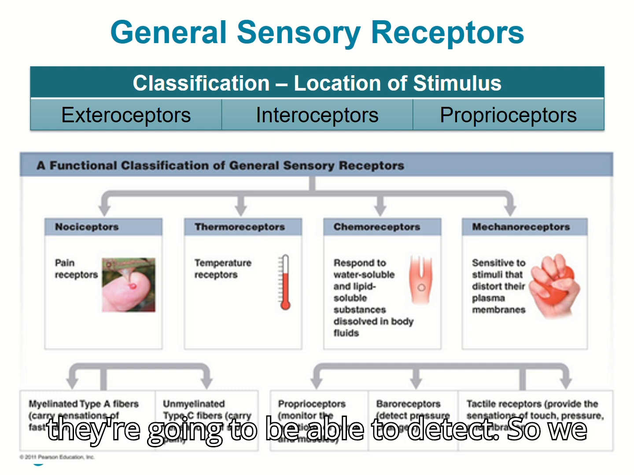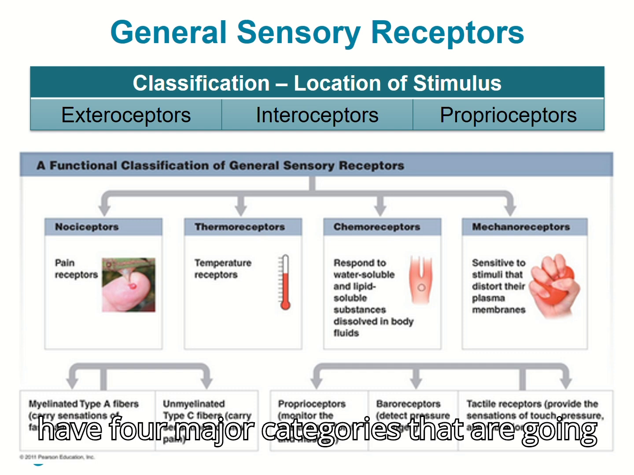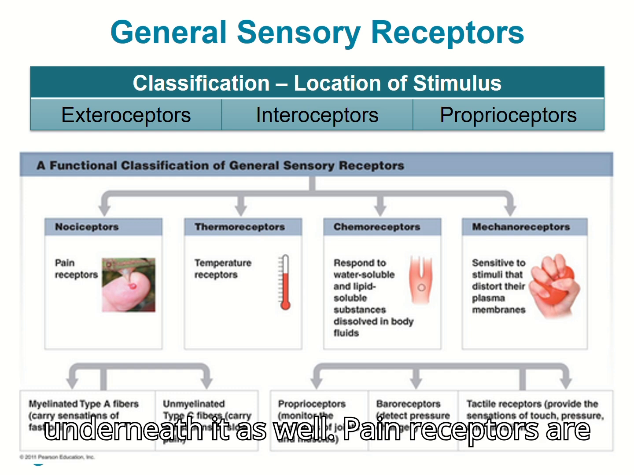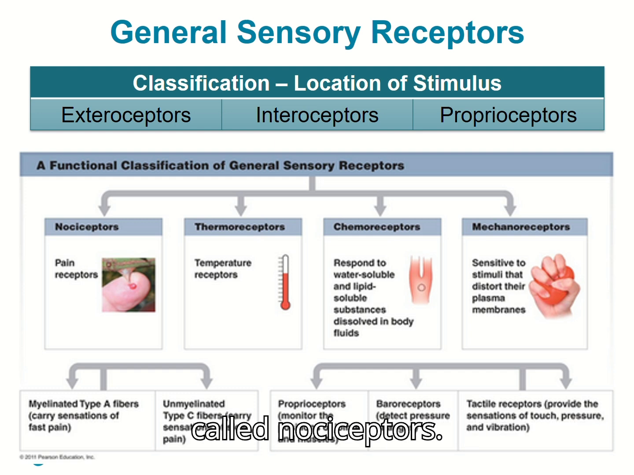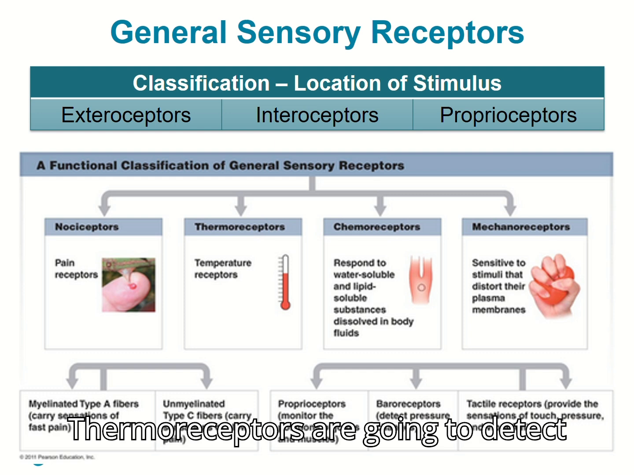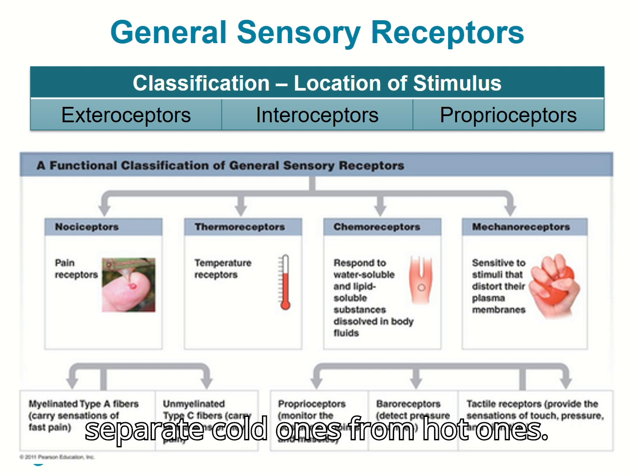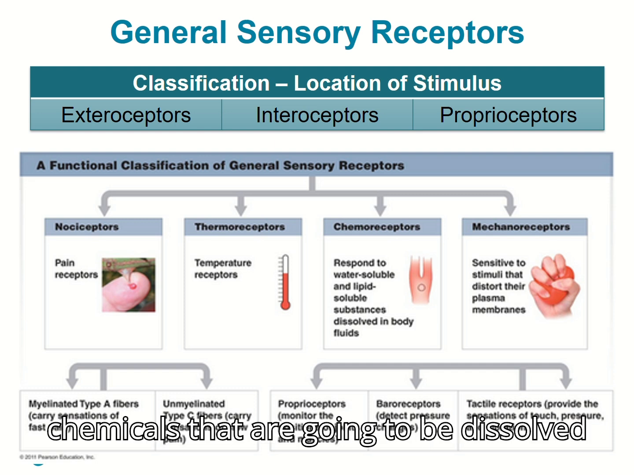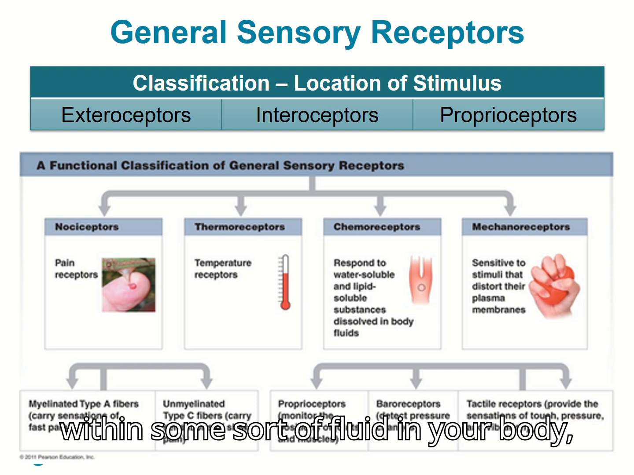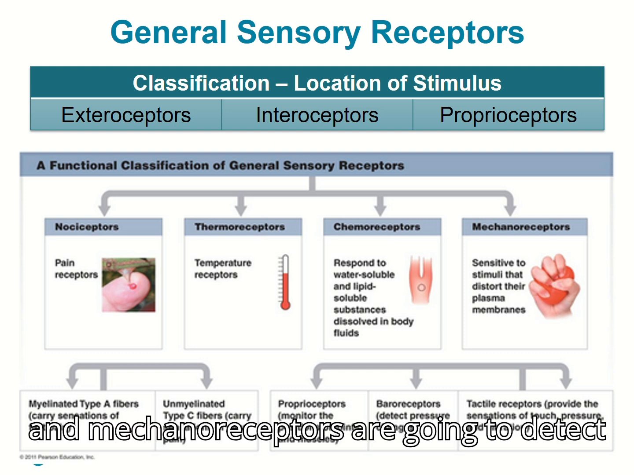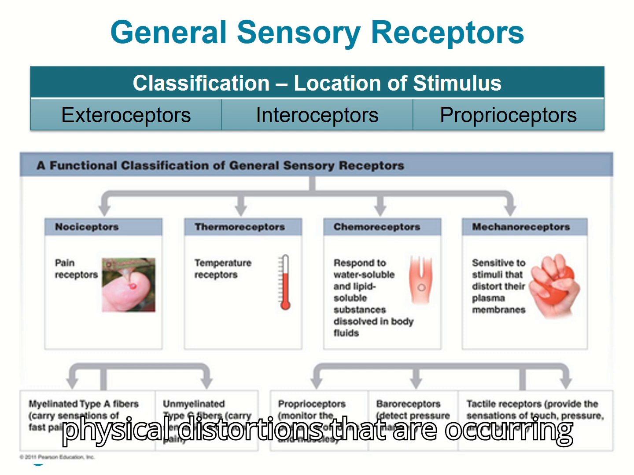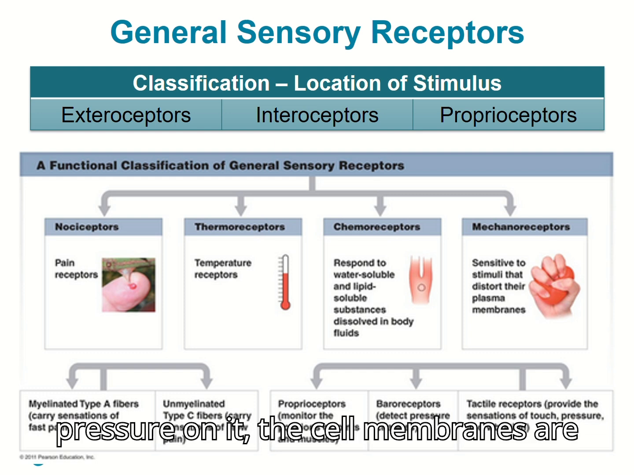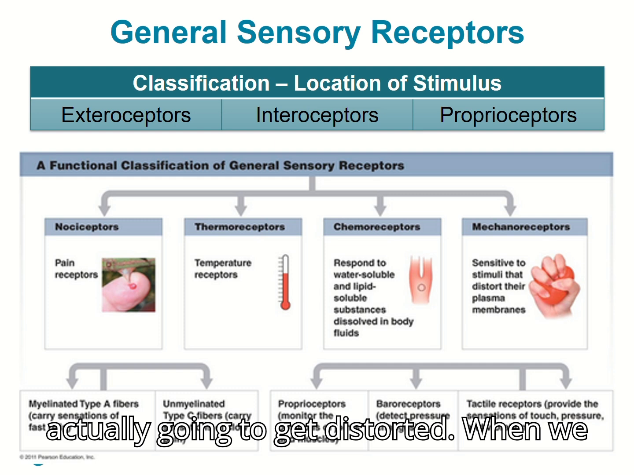Functionally, we can look at the general sensory receptors in terms of what type of actual stimulus they're going to be able to detect. So we have 4 major categories that are going to be shown here, and then there are some subcategories that are going to be shown underneath it as well. Pain receptors are called nociceptors. Thermoreceptors are going to detect temperature, then there are going to be separate cold ones from hot ones. Chemoreceptors are going to detect chemicals that are going to be dissolved within some sort of fluid in your body. And mechanoreceptors are going to detect physical distortions that are occurring on the cell so that when there's pressure on it, the cell membranes are actually going to get distorted.